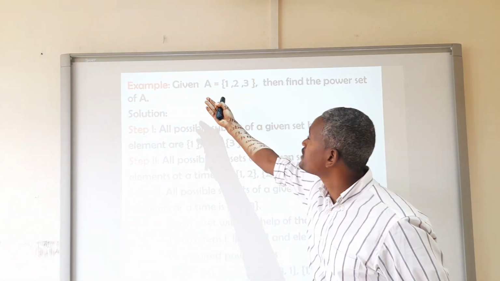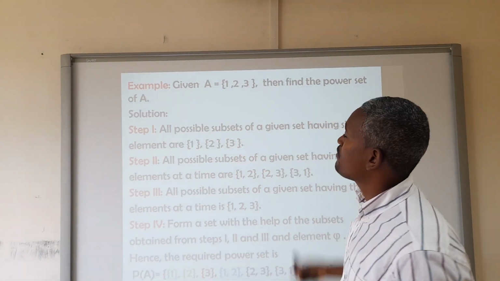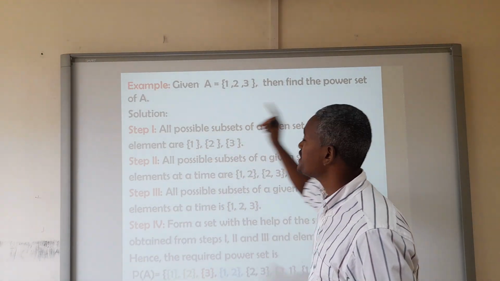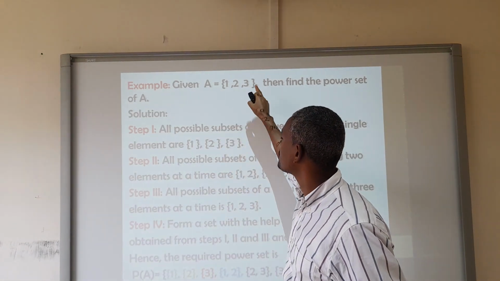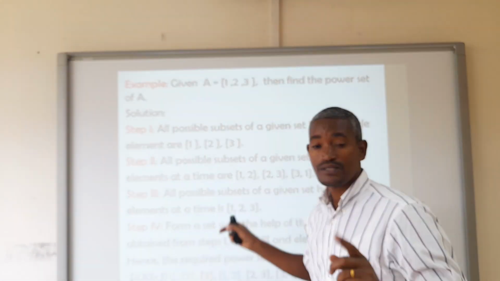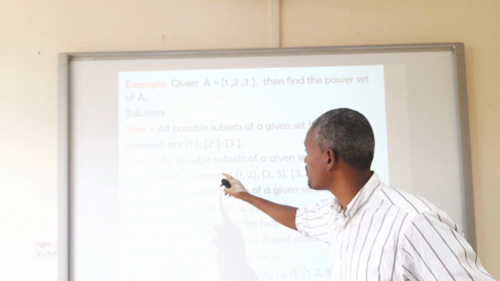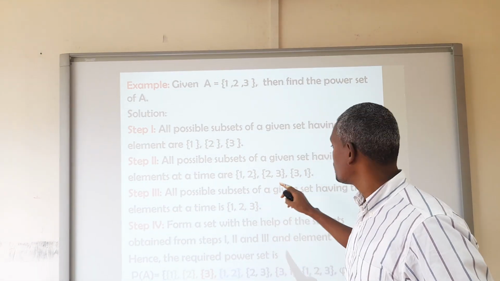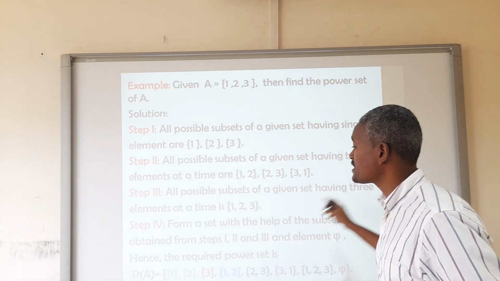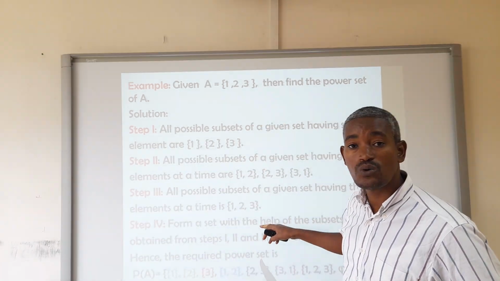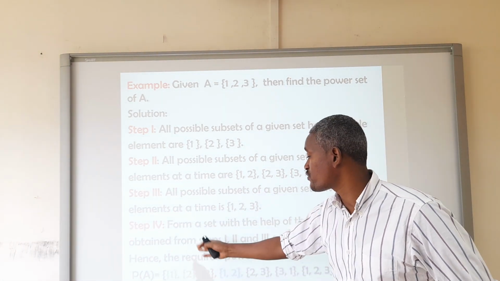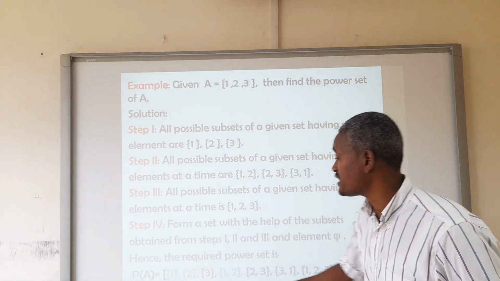For example, given A is {1, 2, 3}, find the power set. The first step is all possible subsets having single elements: {1}, {2}, {3}. On step 2, all possible subsets having two elements: {1, 2}, {2, 3}, {3, 1}. Then all possible subsets having three elements, which means the whole set A. The last step is to form a set with the help of the subsets obtained from steps 1 to 3, and adding the empty set, we form the power set.